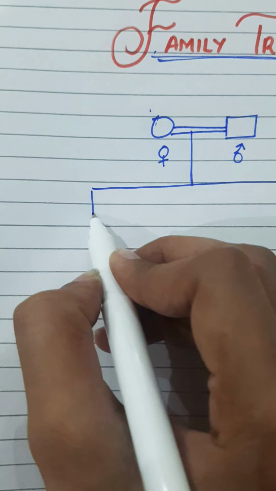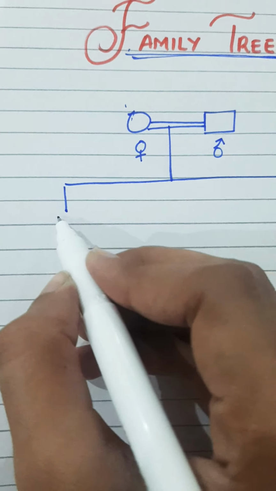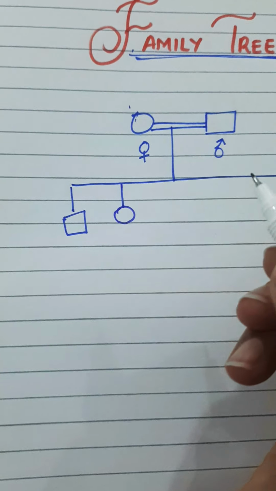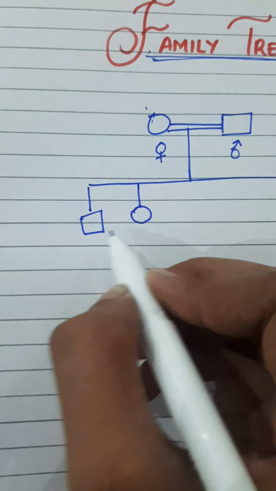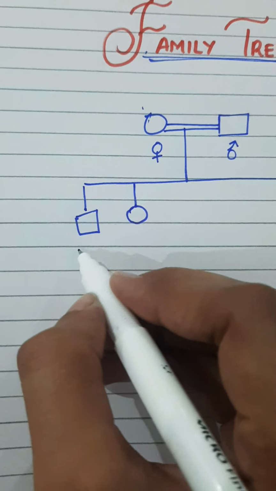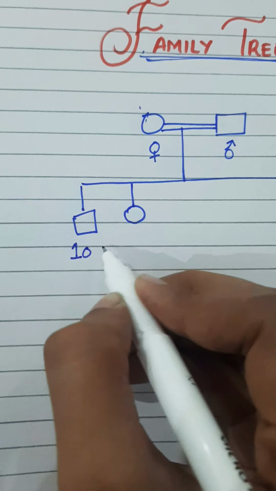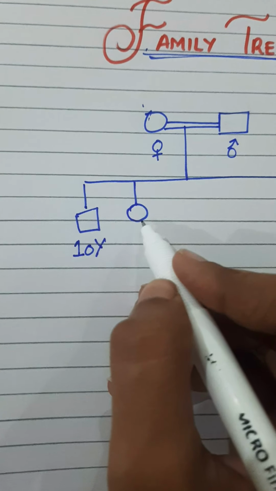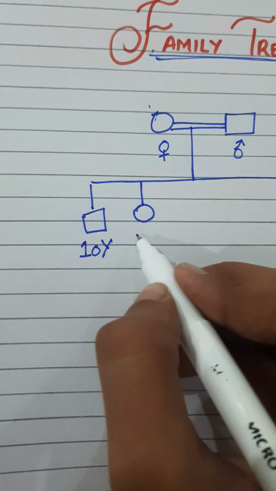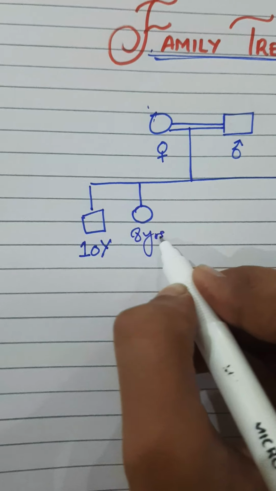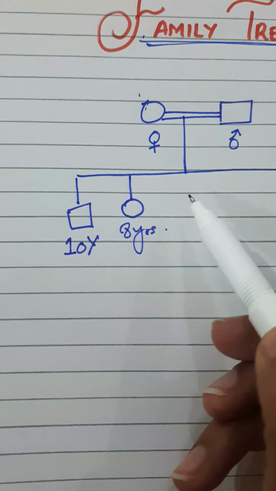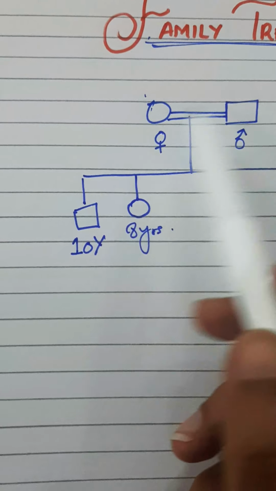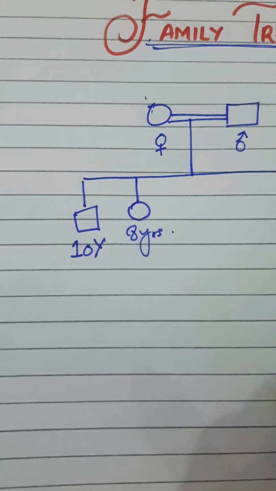Similarly, for the male child we will draw this rectangle, and for the female child we will draw the circle, and below each child we will write the age. Let's suppose the first child was 10 years old, and the second child, who is a female, was 8 years old. So this is the symbol of healthy alive children of these two persons.